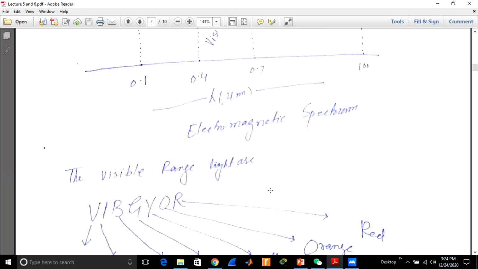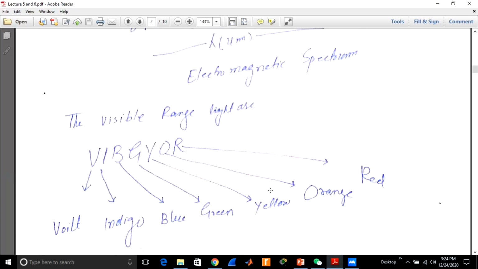By visible range we mean that they are visible. In the visible range, there are seven types of light rays, and someone can remember them through a formula. This is called VIBGYOR. By VIBGYOR, we mean violet, indigo, blue, green, yellow, orange, and red. So in the visible range, there are such types of rays.